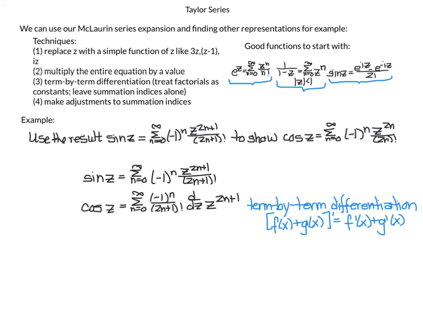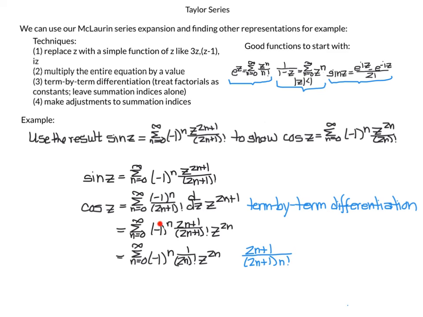So what I can do is differentiate both sides of the equation. And over here, this is a summation. If we have a function and we add it to another function, and then we want to take the derivative, that's just equal to the derivative of the first function plus the derivative of the second function. So in other words, we can do term by term differentiation. So we take the constants out, the minus 1 to the n and the 2n plus 1 factorial, those are our constants because we're differentiating with respect to z. So we're taking the derivative of z to the 2n plus 1 term by term.